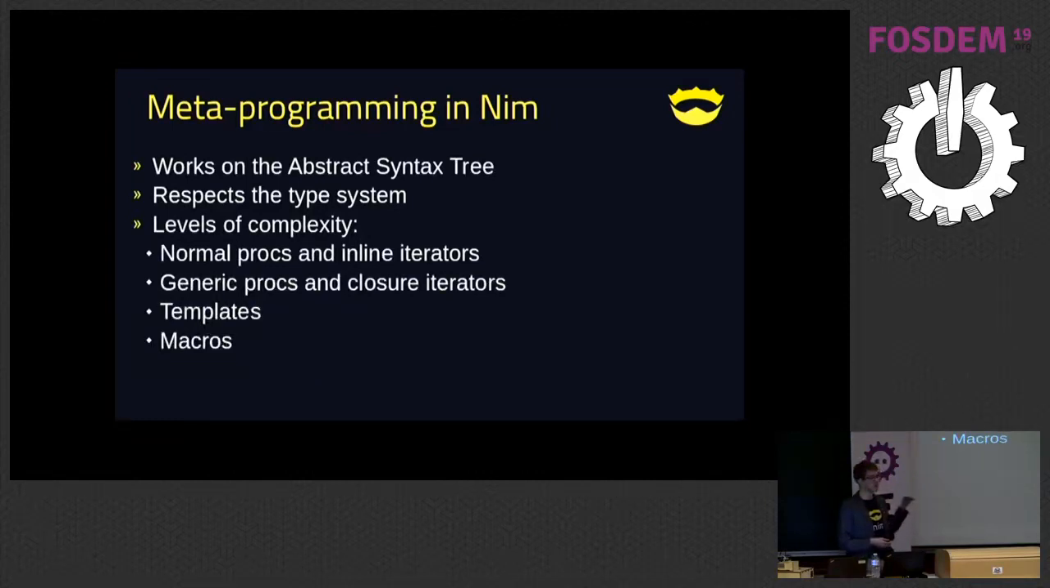There are also levels of complexity. So you have the normal procedures or functions, as they are often erroneously called in other languages. Inline iterators, we have, and those are available in most languages. We have generic procedures, closure iterators. They are a bit less common, but still very common in many languages. And then the two last ones, which are maybe the most interesting ones, which are templates and macros. And I'm not going to talk about the two top tiers here because they are so common. I'm only going to focus on templates and macros for the time I have left.